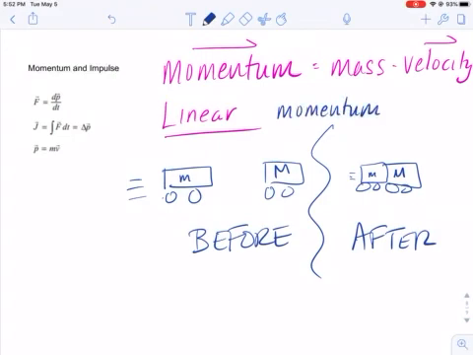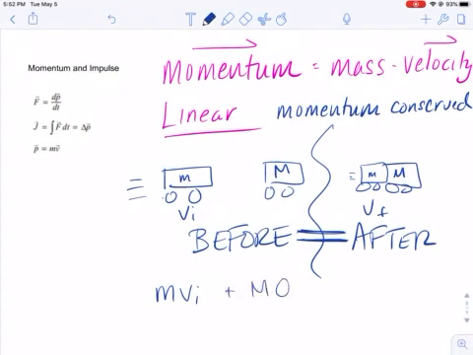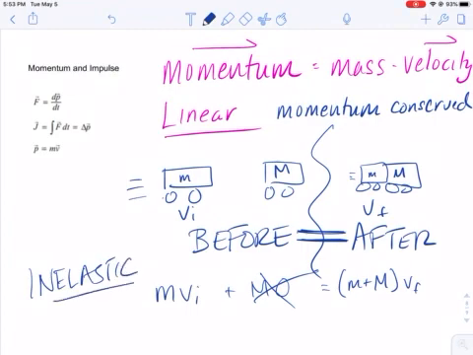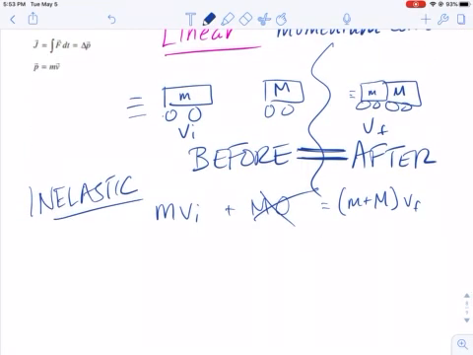You can also think about a situation where we have an elastic collision. In an elastic collision, the first cart hits the second cart and makes it go. And we would say the mass of cart 1 times its initial velocity plus the mass of cart 2 times its initial velocity equals the mass of cart 1 times its final velocity plus the mass of cart 2 times its final velocity. So again, we're just saying take the momentums on both sides of the equation. They must be the same because momentum is conserved. And this is an elastic collision.